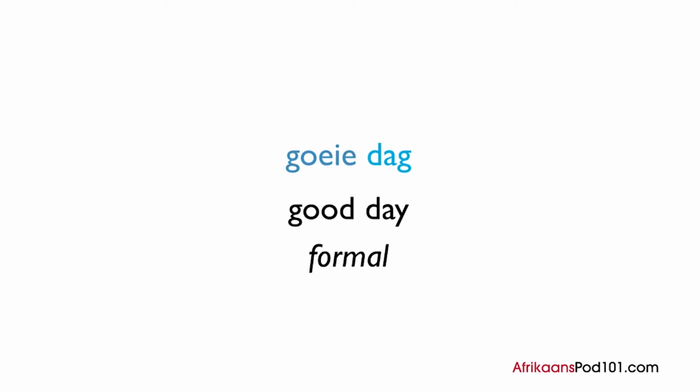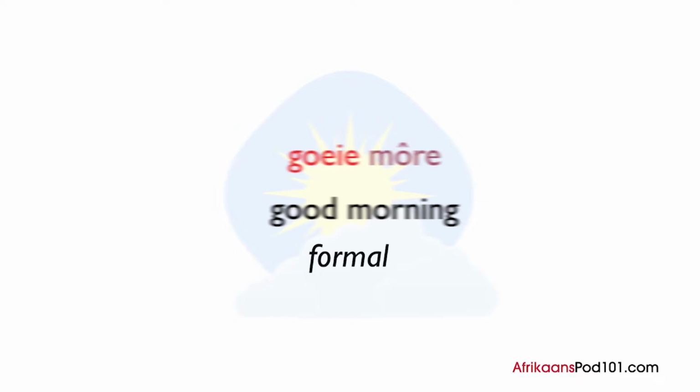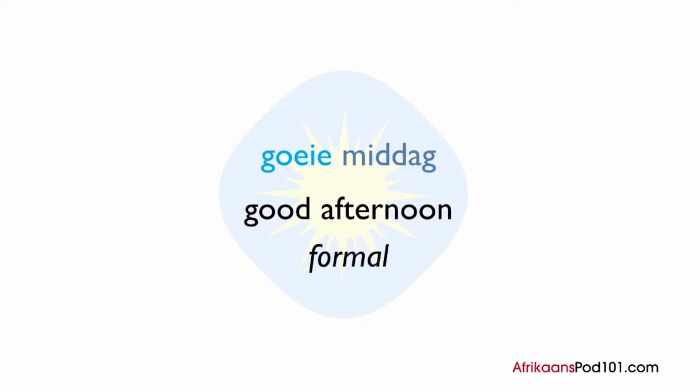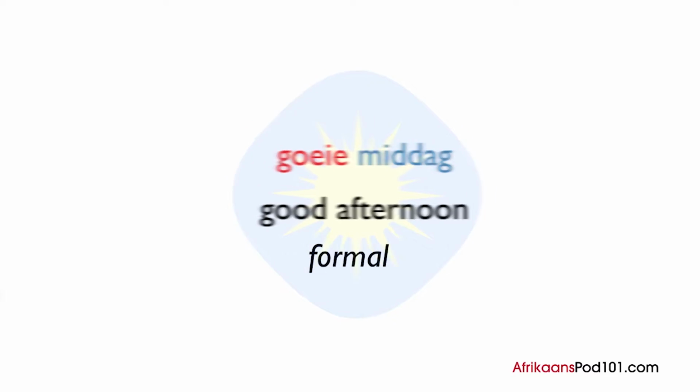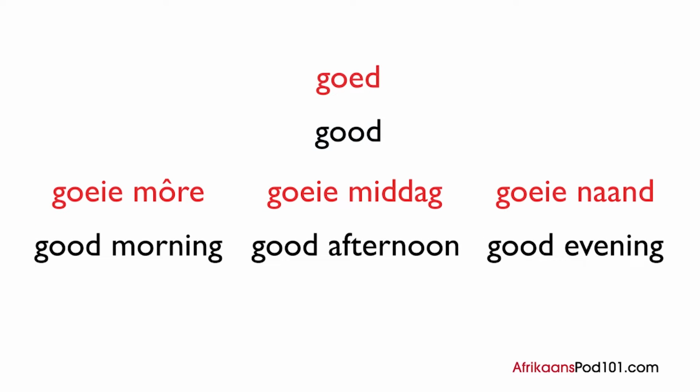First we have goeiedag. Literally, goeiedag means good day. As a rule of thumb, we can use goeiedag only during the daytime from late morning until early evening. Next is the greeting we say only for the morning, goeiemôre. For the afternoon, we say goeiemiddag. During the evening, we say goeienaand. Goed is Afrikaans for good. Môre, middag, and naand mean morning, afternoon, and evening, respectively.